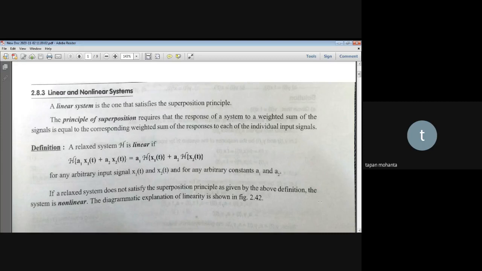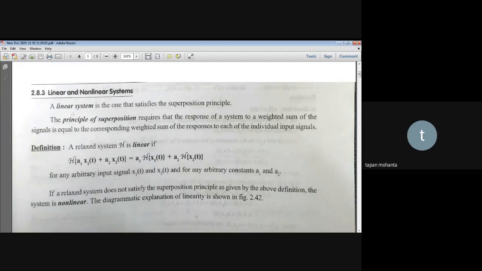So, linear and non-linear systems. We will discuss what linear and non-linear systems are, with examples. I already told you in the previous class that you have studied network theory, in which there is the superposition theorem. A linear system is one that satisfies the superposition theorem. If superposition is satisfied, that system is known as a linear system.